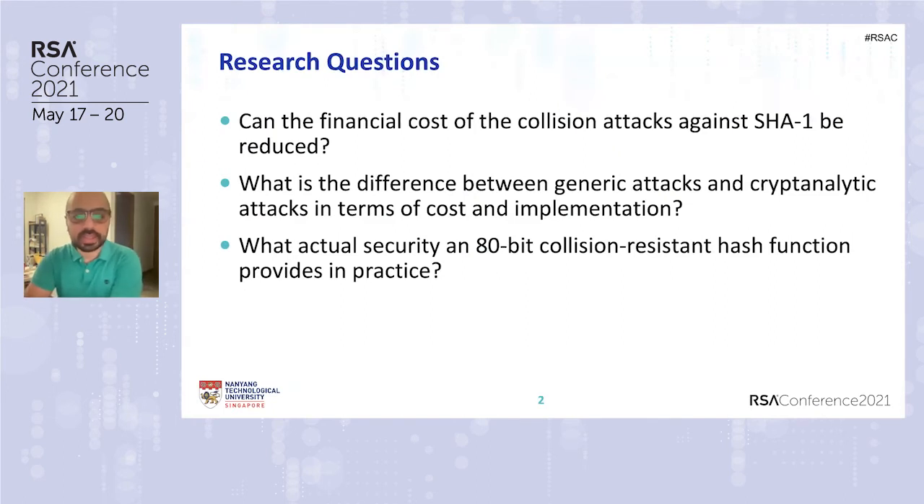So SHA-1 is a hash function that has been widely used for many years, and recently there have been several attacks against it. In this paper, we address the following research questions. First, can we reduce the financial cost of such attacks that have been recently proposed against SHA-1? Also, what is the difference between the cost of implementing generic attacks that work against any hash function versus the attacks that are specific to the SHA-1 hash function? And finally, we address the question of the practicality of applying attacks against an 80-bit collision-resistant hash function in practice.